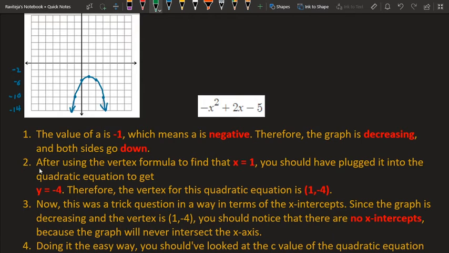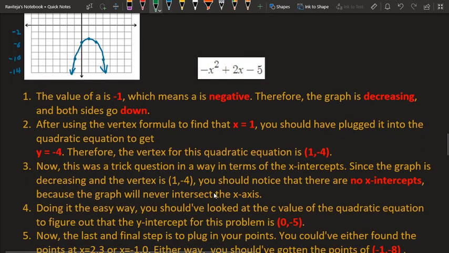Now step number 2, to find the vertex. Well, if we use the vertex formula, x equals -b over 2a, we can figure out that x equals 1. And then after doing that, we can plug it into our quadratic equation to get y equals -4. And then we can find that our vertex is at 1, -4.